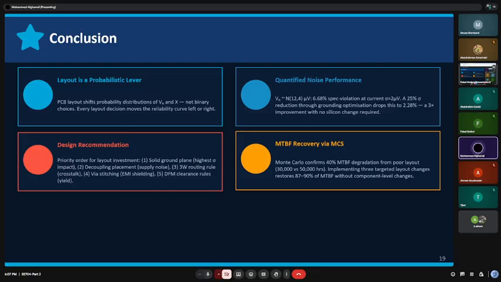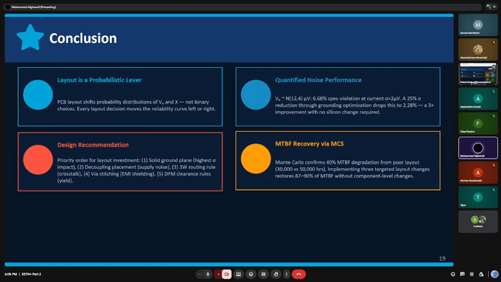As a design recommendation, the priority order for layout is to have a solid ground plane with high sigma impact, decoupling placement, and we can implement the 3W routing rule for crosstalk and via stitching for EMI shielding, and finally DFM clearance rules for the yield.